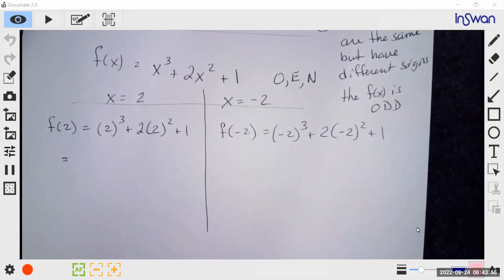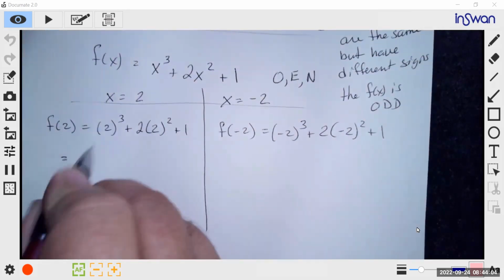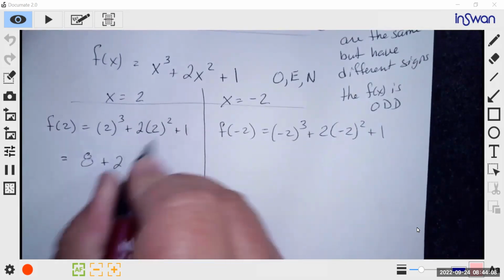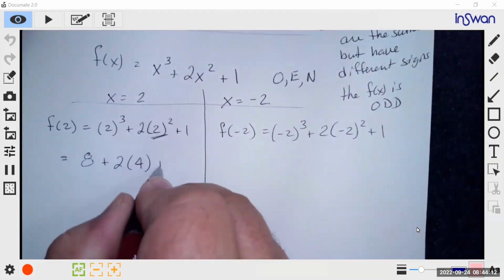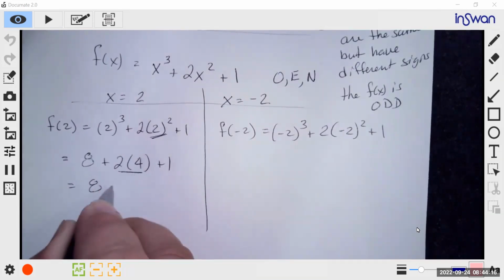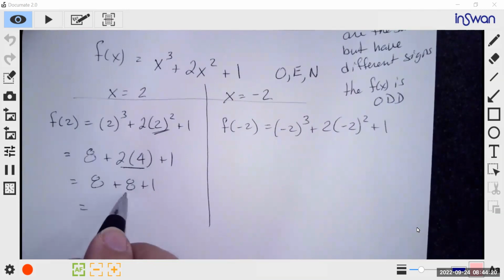All right, so we plugged in negative 2. We'll see what works out. So 2 cubed, 2 times 2 times 2 is 8. 2 squared, 2 times 2 is 4. 2 times 4 is 8. 8 plus 8, 16 plus 1 is 17.